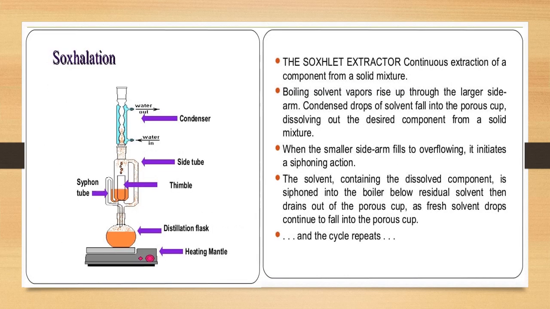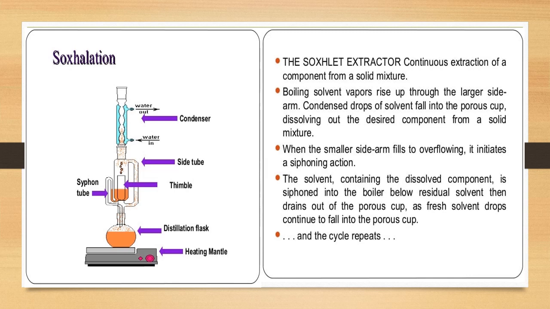Another method used to extract plant constituents is soxhlet extraction. This is the soxhlet apparatus, which consists of a heating mantle, distillation flask, siphon tube, thimble, side tube and a condenser. Soxhlet extraction is a continuous extraction process from a solid mixture.